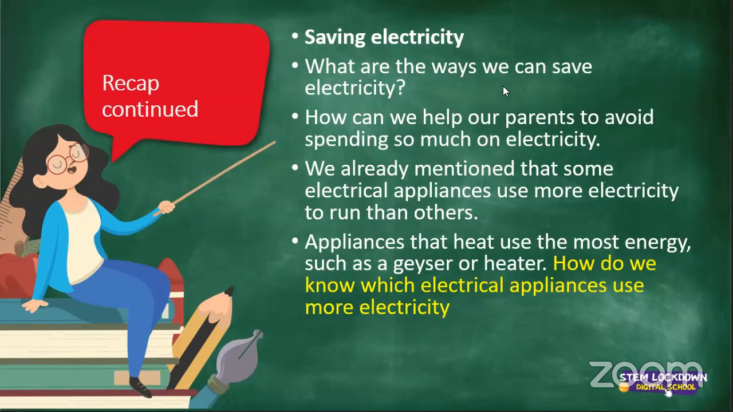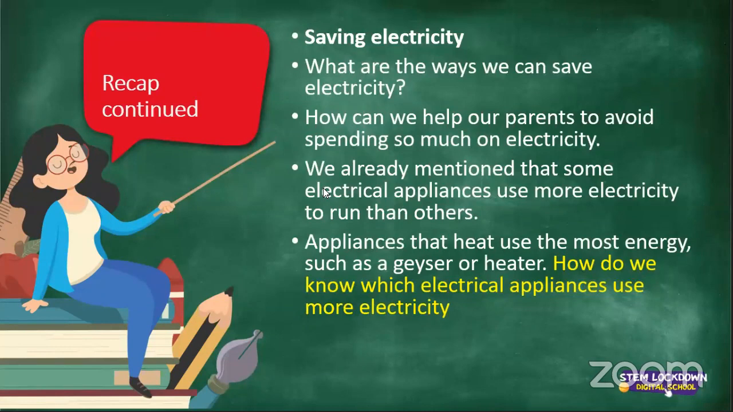All right, and the second question says, how can we help our parents to avoid spending so much on electricity? We mentioned that already. Switch off the TV when you're not using it. Don't plug in unnecessary things, just to avoid our parents having to buy so much electricity. We already mentioned that some electrical appliances use more electricity to run than others. So clearly a TV set pulls more energy than a cell phone charger. That's why we need to be very careful in terms of what we are plugging in.